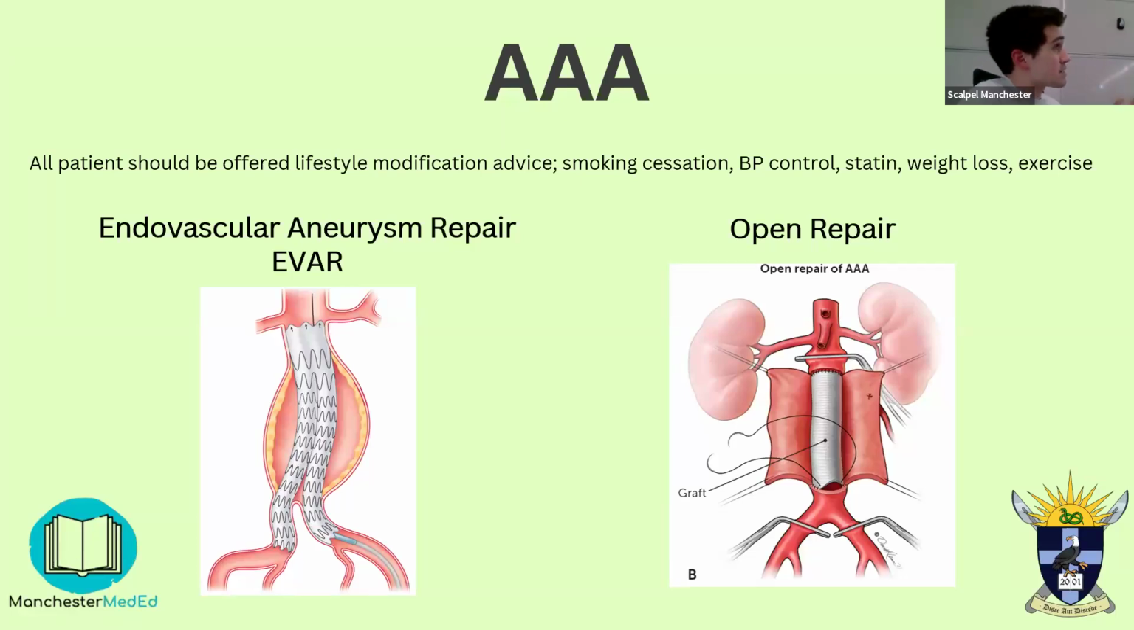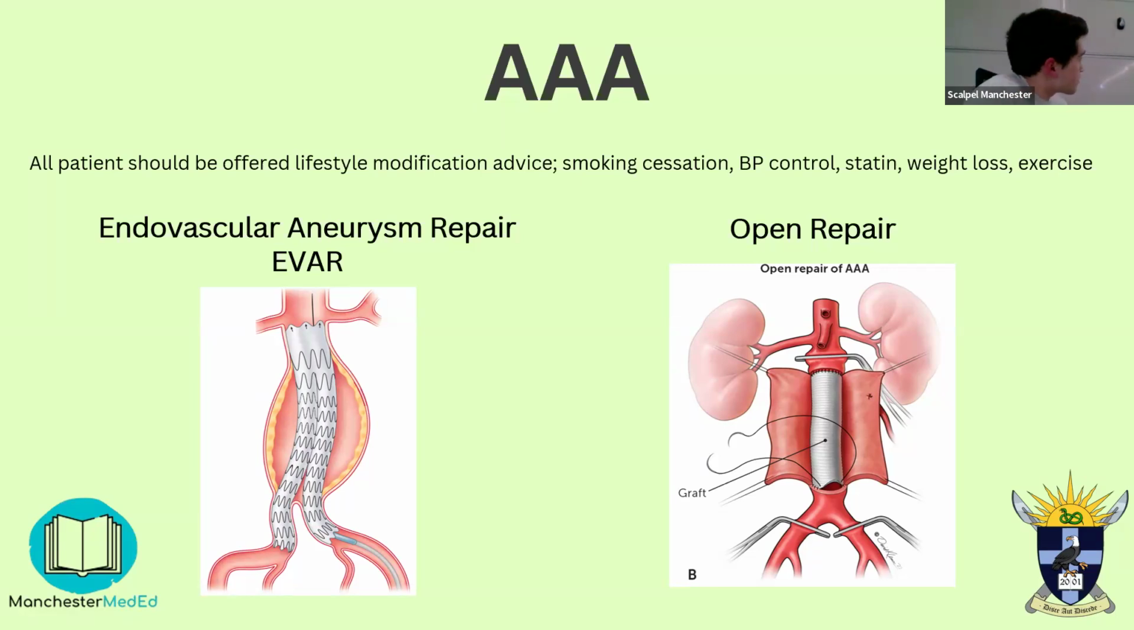There's no one specific intervention that you do. You do it on a patient by patient basis based on which risk factors they have and what you can modify. If they are referred for surgical repair, these are the two options that are weighed up: endovascular aneurysm repair, that's EVAR, or an open repair.